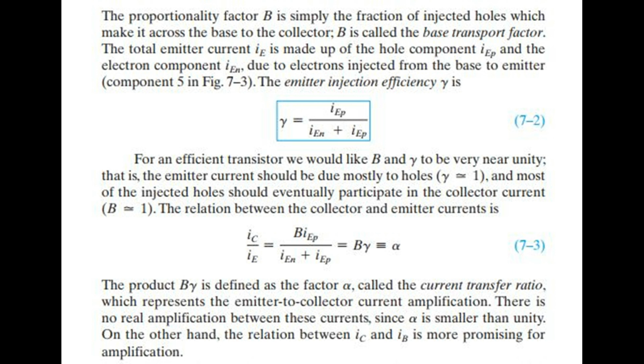For an efficient transistor we would like B and G to be very near unity, that is, the emitter current should be due mostly to holes, G equal 1, and most of the injected holes should eventually participate in the collector current, B equal 1. The relation between the collector and emitter currents is: The product BG is defined as the factor A, called the current transfer ratio, which represents the emitter to collector current amplification. There is no real amplification between these currents, since A is smaller than unity.